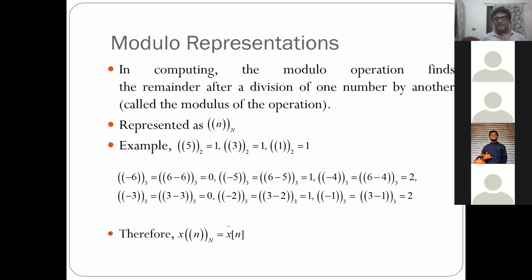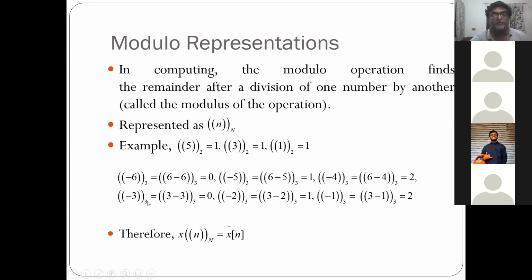Minus 6 modulo 3 is computed as you take the next integer multiple of 3, so that the difference is either 0 or positive. The next higher integer multiple would be 3 into 2, that is 6, and we take the difference between 6 and the negative number minus 6. So 6 minus 6 is equal to 0.